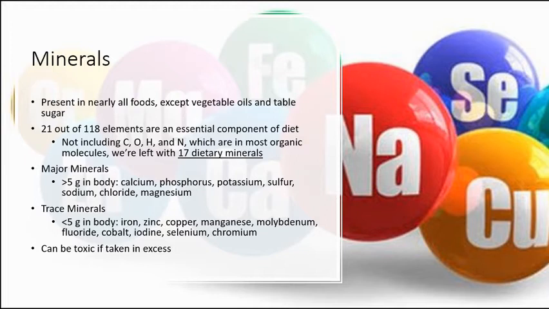And then trace minerals we only find in very, very small amounts in our body. So iron, zinc, copper, manganese, molybdenum, I can't say that, molybdenum, fluoride, cobalt, iodine, selenium, and chromium. Many of these can actually be toxic if taken in excess. So even those major minerals, the amount that we need and the amount that we store in our body is a much, much smaller scale than what we need for macronutrients like carbohydrates.